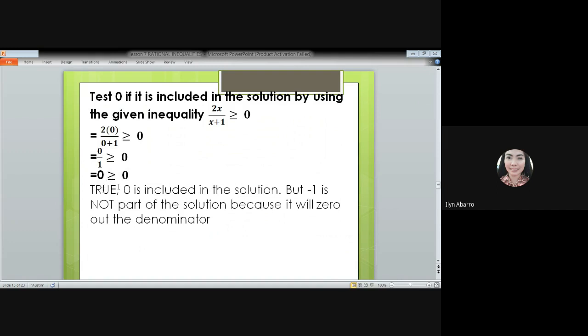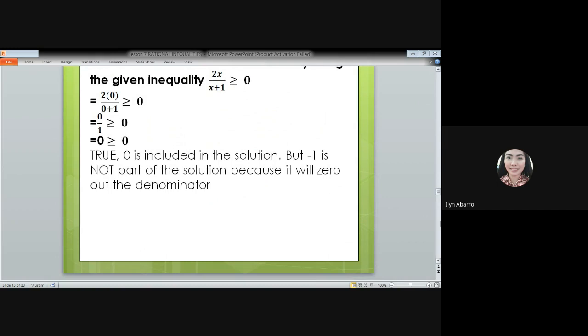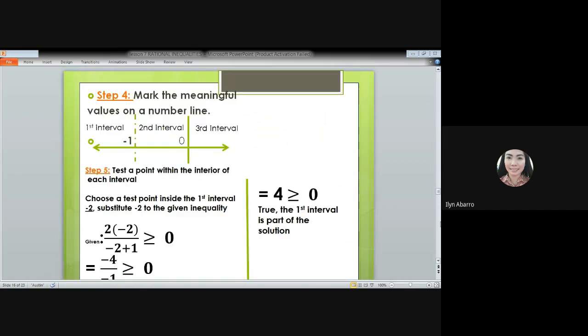So, true. 0 is included in the solution, but negative 1 is not part of the solution because it will zero out the denominator. Okay, we can now proceed to step 4. Mark the meaningful values on a number line. So, we'll draw a number line. Our meaningful values are 0 and negative 1. You place your meaningful values properly, okay? 0, negative numbers on the left of the 0 and the positive numbers on the right of the 0.